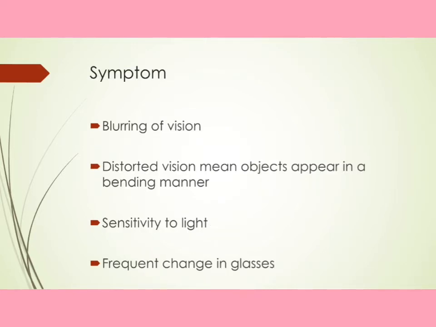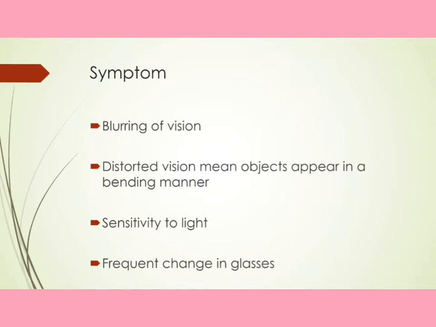Now, what are the symptoms? If the person is having keratoconus, then the symptoms will be blurring of vision, distorted vision, meaning objects appear in a bending manner, sensitivity to light, and frequent changes in glasses, because the cornea is gradually misshapen. So it ultimately leads to frequent change in glasses also. Keratoconus is seen a bit more commonly in males than in females.